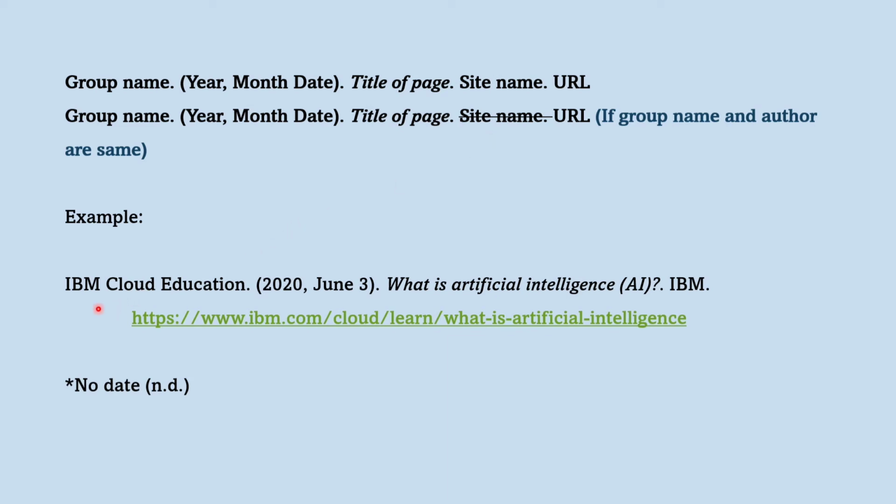In this case, the author is IBM Cloud Education, but the site name is IBM. You don't need to write the date, and you should represent it as n.d. if you do not have a date.